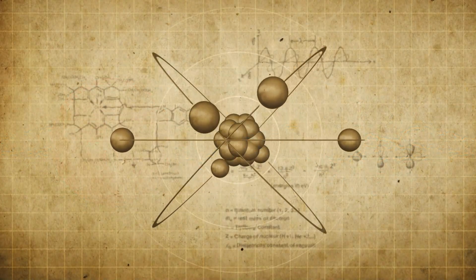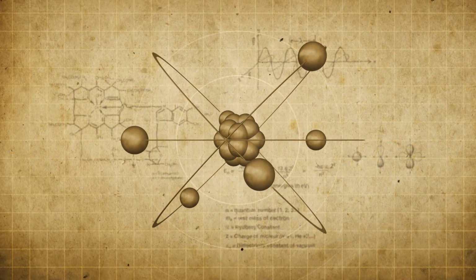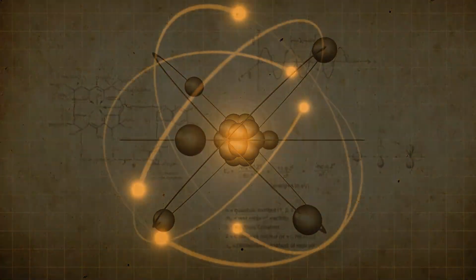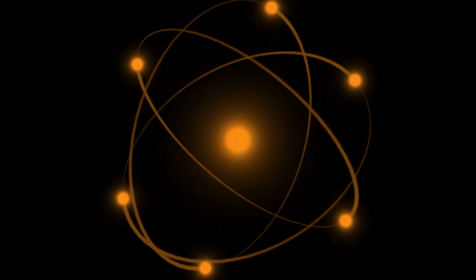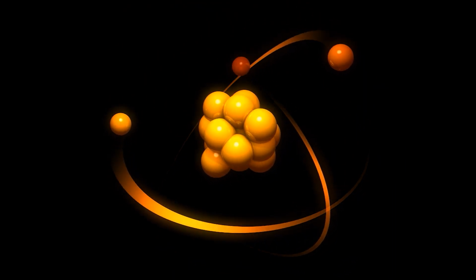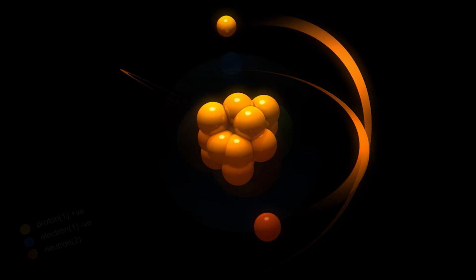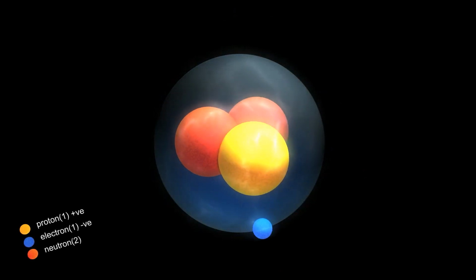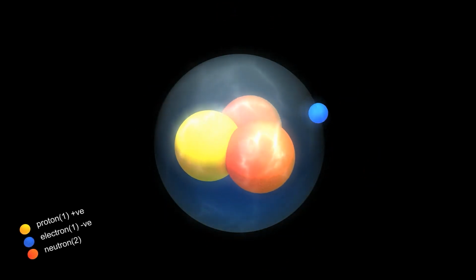When an atom is in balance, it has an equal number of protons and electrons. An atom becomes a negatively charged ion when it contains more electrons than protons, and a positively charged ion when it contains more protons than electrons. The neutrons carry no charge, and their numbers can vary.